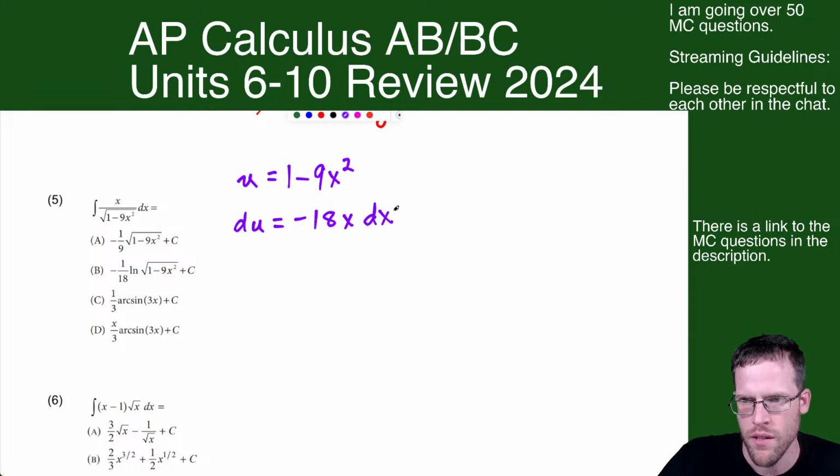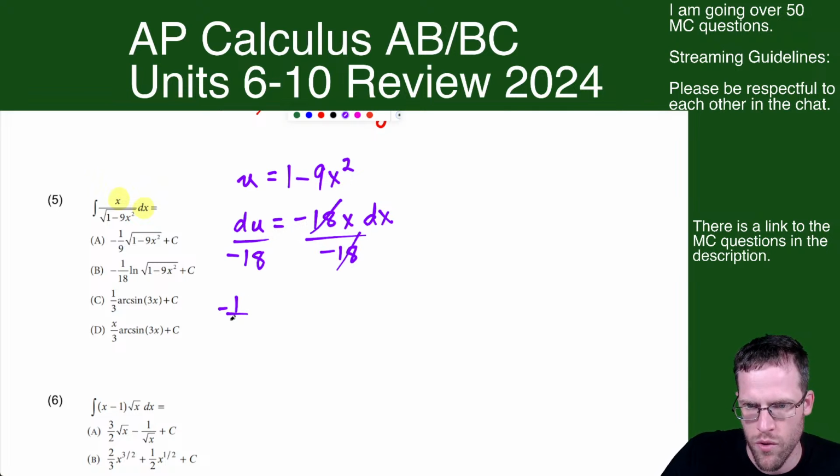And then dx. Now here, there's two ways you could go from here. You could solve for dx. Some teachers show it that way. I personally, after I do a lot of these, like to solve for the leftovers. I just want to get x dx here. So I would just divide both sides by negative 18. And then what this gives us, I'm going to write it like this: negative 1 over 18 du is equal to x dx.